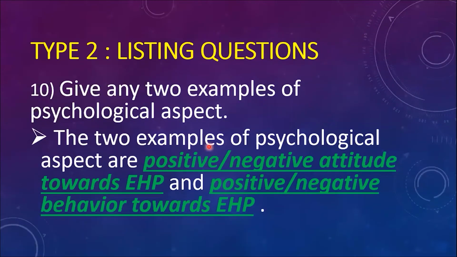Let's go to next. Give any 2 examples of psychological aspect. The 2 examples of psychological aspects are positive or negative attitude towards ESP and positive or negative behavior towards ESP. Here you have to focus attitude and behavior. So these 2 are the examples.